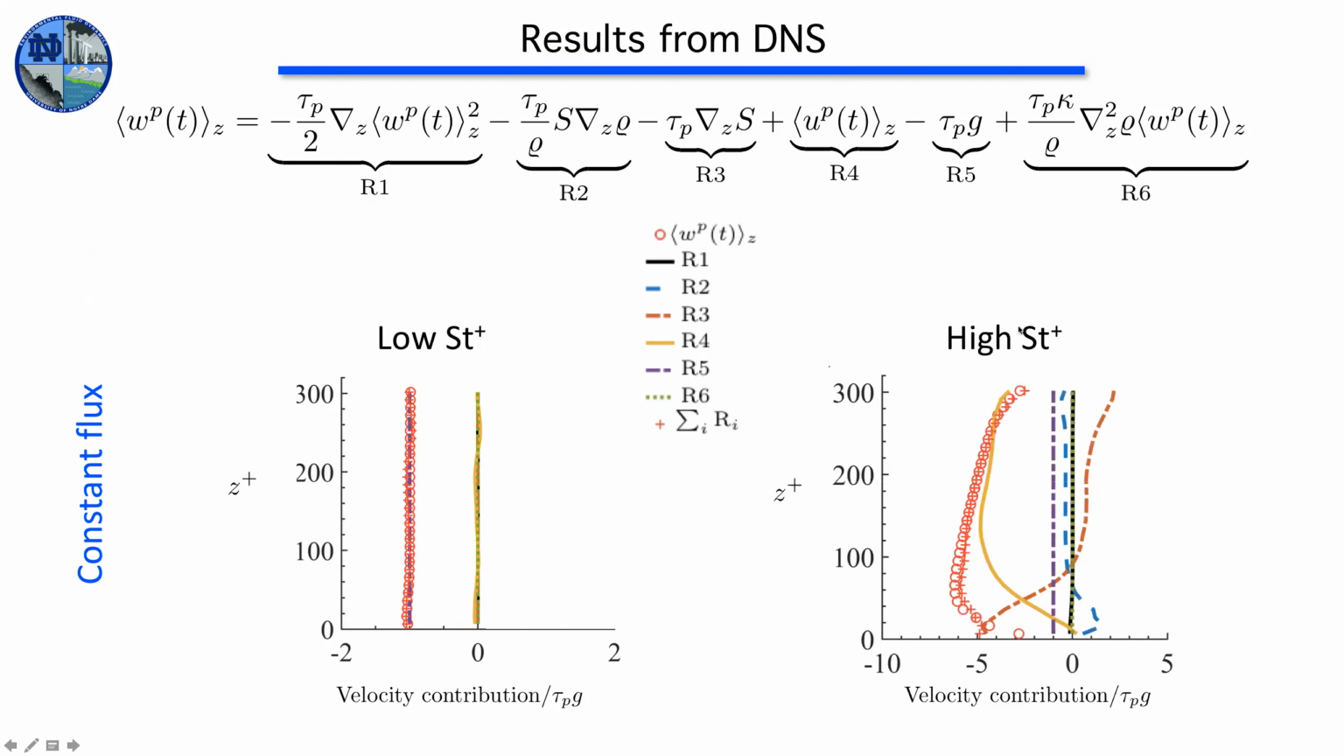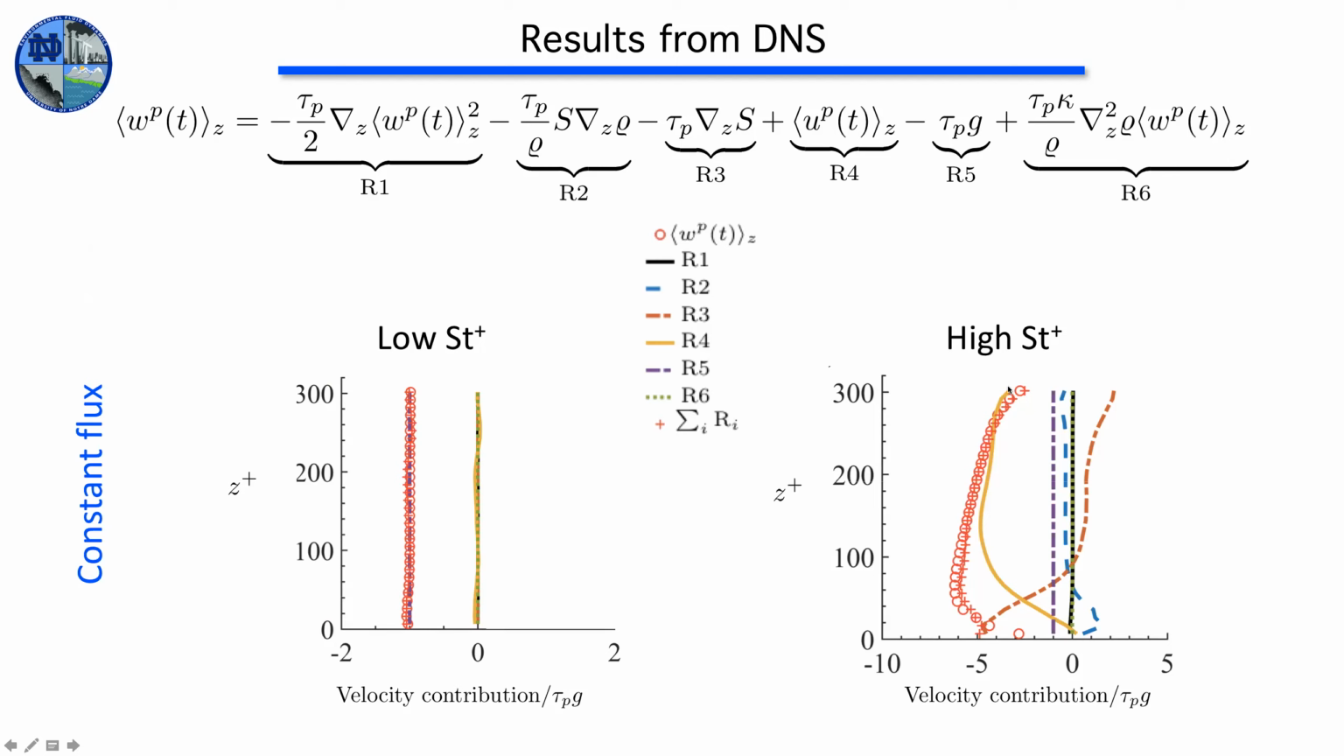If you look at this for high Stokes number, now what you see in the outer layer, and when I say outer layer, I mean Z plus of 100 or larger, you actually see something that looks like homogeneous isotropic turbulence, where the flux is dominated by this tendency for particles to collect in downward regions of the flow.